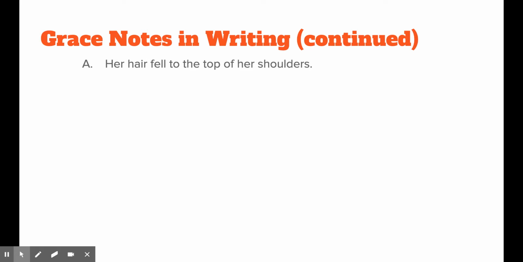Let's take a look at these examples. Her hair fell to the top of her shoulders. That's straightforward writing there. Her disheveled hair fell to the top of her shoulders. We're adding a grace note here, and a grace note does not always need to be a positive connotation.